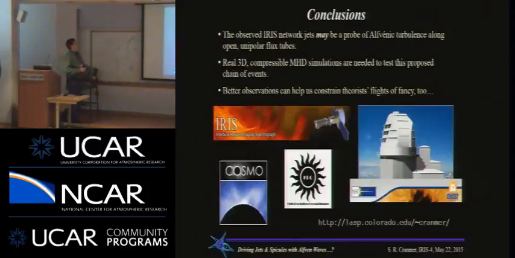Conclusion slide. So we're basically saying that these network jets may be a probe of Alfvénic turbulence and its mode conversion along these flux tubes. To really prove this, we've got to go to real 3D compressible MHD simulations and see if this whole proposed chain of events works out. And of course, better observations are needed too. And that's it.